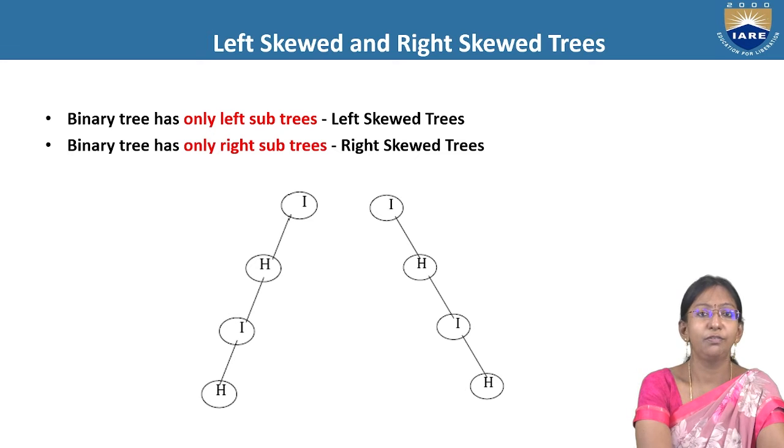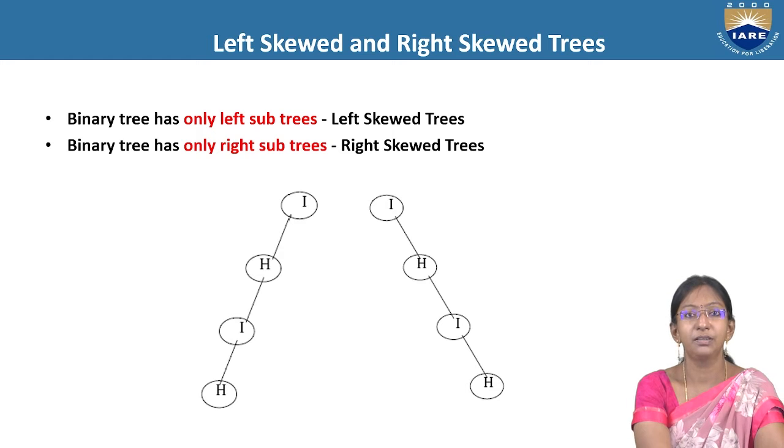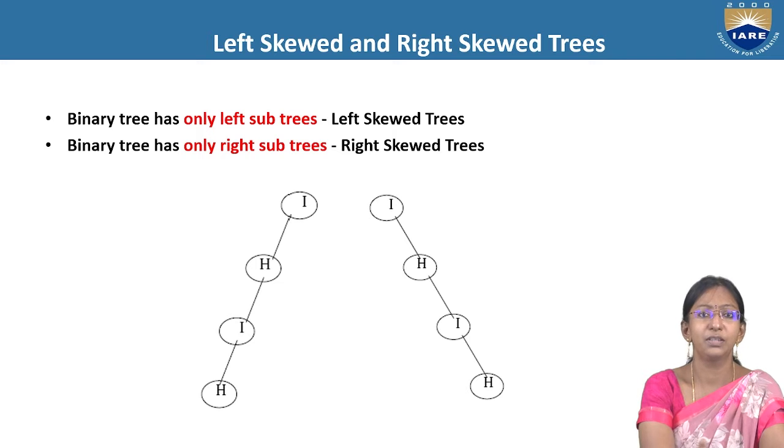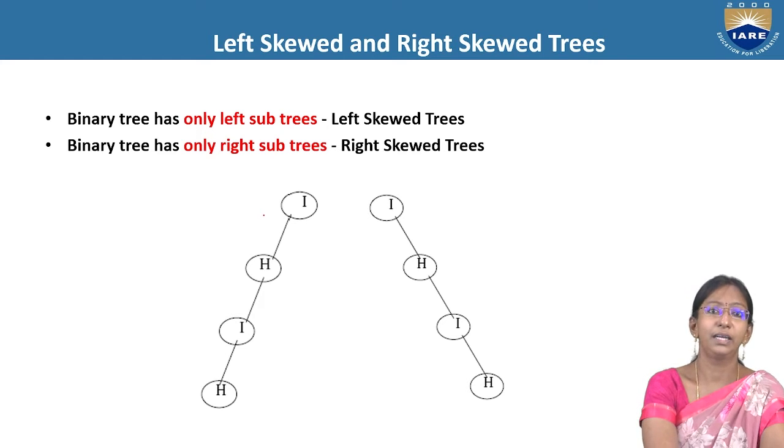Left skewed is if all the nodes are on the left side, you do not have a single right child, it is left skewed. Coming to the right skewed, all the elements are inserted on the right subtree, you do not have even a single left child, that is nothing but right skewed. These are the two different versions. For example, if your binary tree is converted into a binary search tree and you are trying to insert ascending order data or descending order data, you will get right skewed and left skewed respectively.